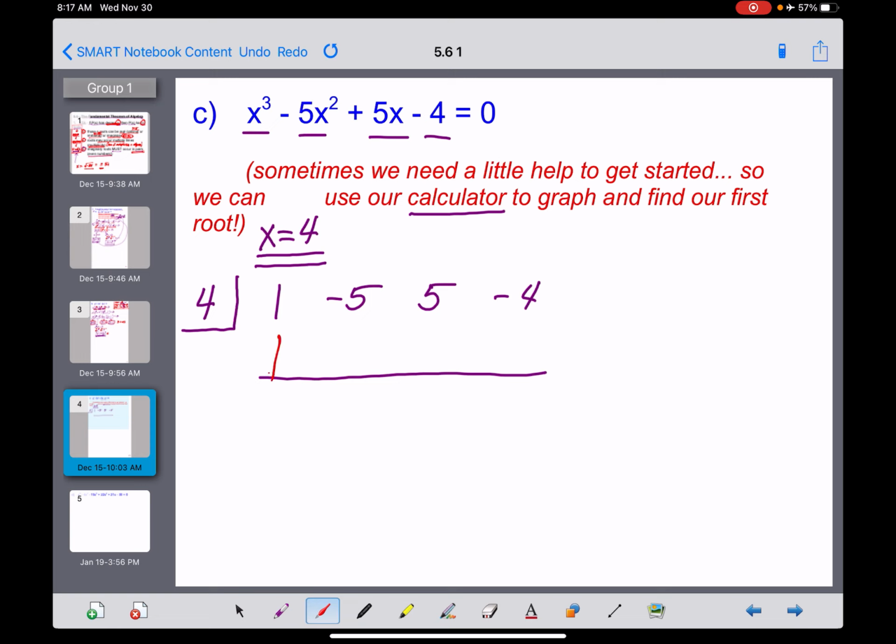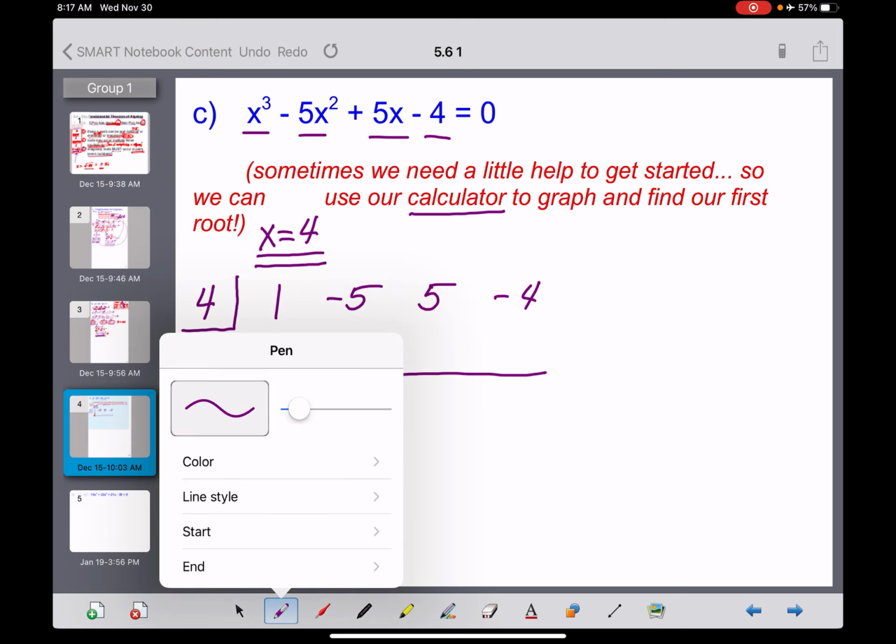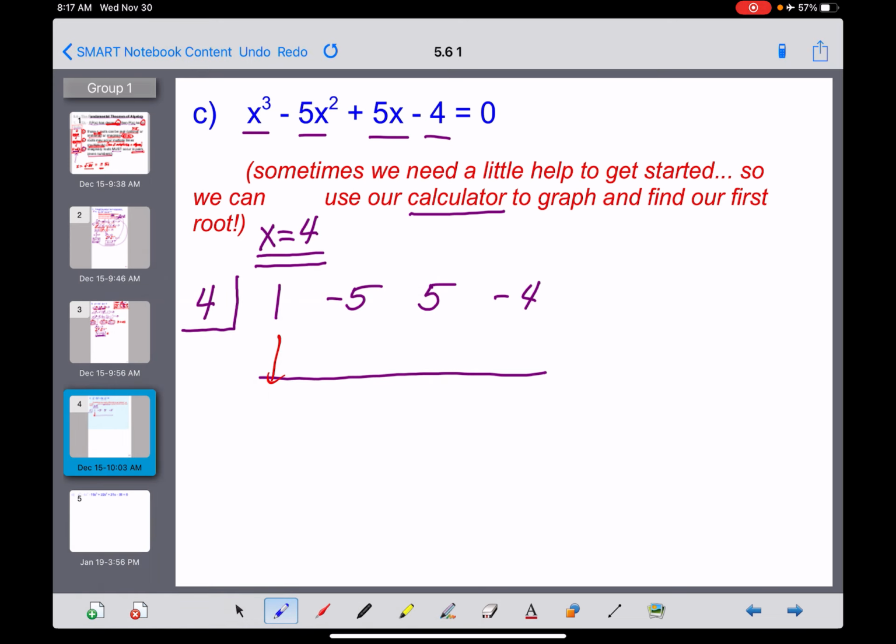Let's bring down our 1. I'm going to switch colors on you right here. We'll go blue on this one. And here we go. Bring down the 1. 4 times 1 is a 4. We write that there. And then we add these two numbers together. Negative 5 plus 4 is negative 1. 4 times negative 1 is negative 4, and we add these two numbers together. 5 plus a negative 4 is positive 1. 4 times 1 is going to give us positive 4 here. Add those two together, and sure enough, we ended up with a 0.